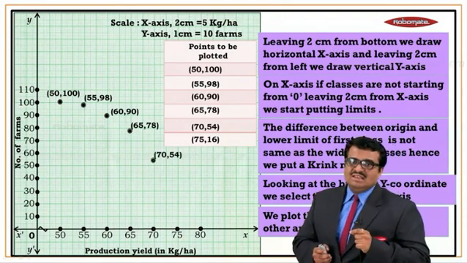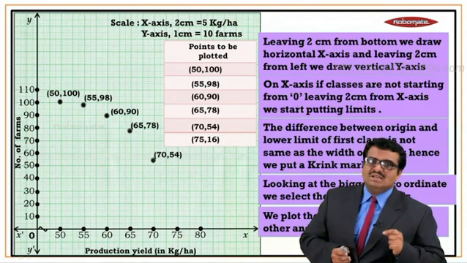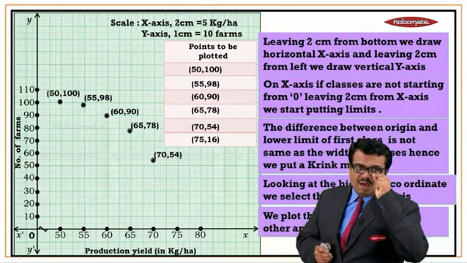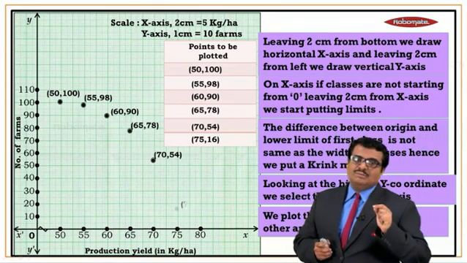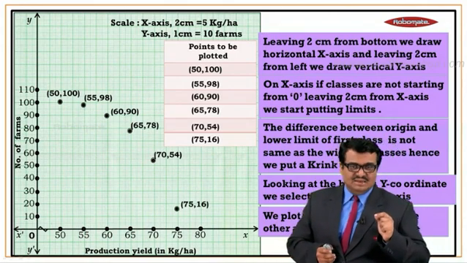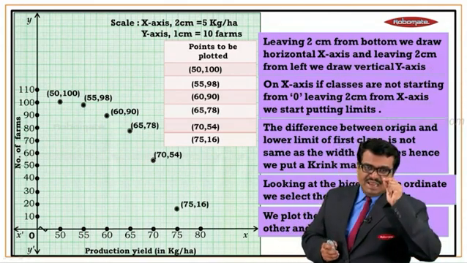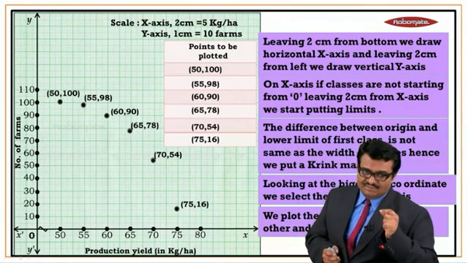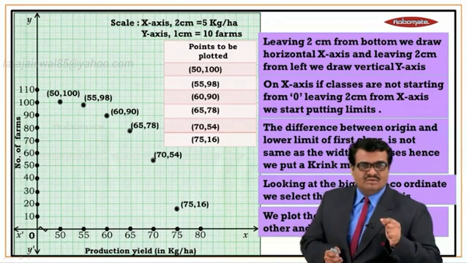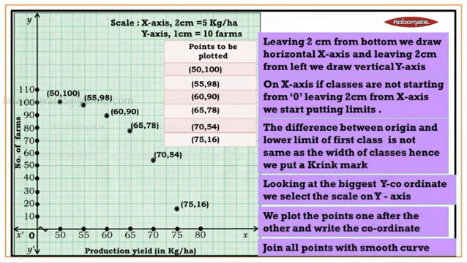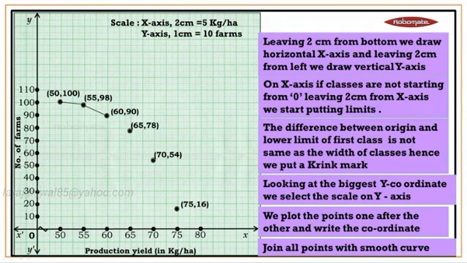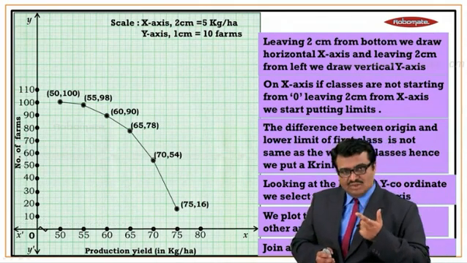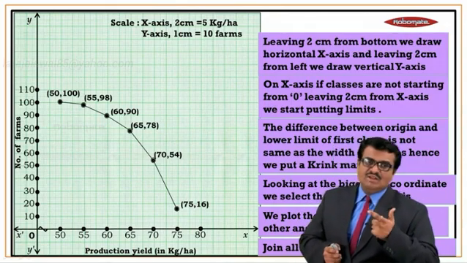65, 78. The next is 70, 54. Where will 54 lie? 4 boxes above 50, 4 mm above 50. The next is 75, 16. Where will 16 lie? 6 boxes above 10. So 75, 16. And once you have plotted all these points, we'll join all these points with a smooth curve. So this is your ogive curve, the more than type cumulative frequency curve.